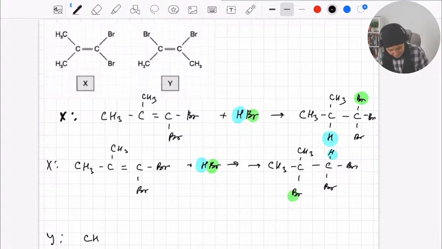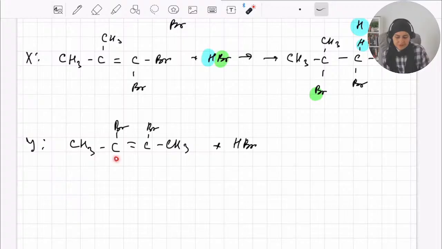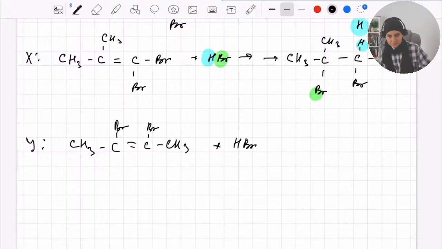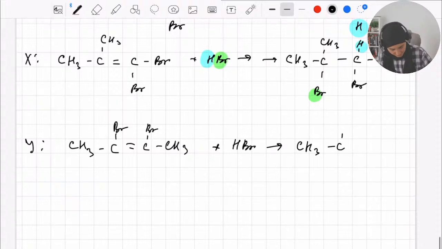We have CH3, CBr double bond, CBr, CH3, and then again I attach HBr. Here I have one product because it doesn't matter where I put H, here or there. In any case I would have 2,2,3 dibromo, right? Because I would just start numbering from the side where I have two bromines. If you're unsure what I'm talking about, you have to draw it and see. So try to add H here, Br there, and then swap them around. You'll see that you'll end up with the same molecule.